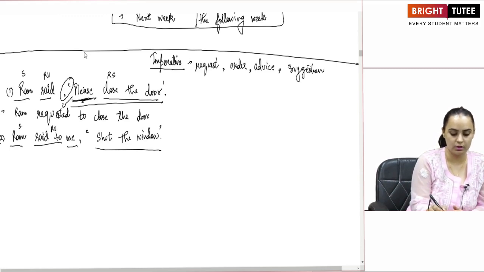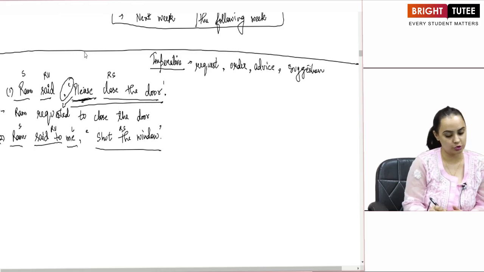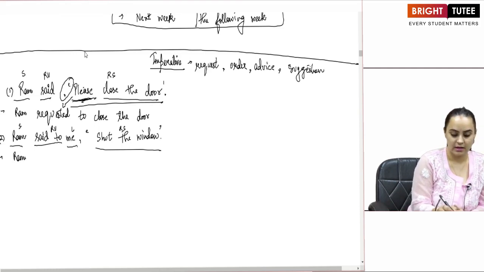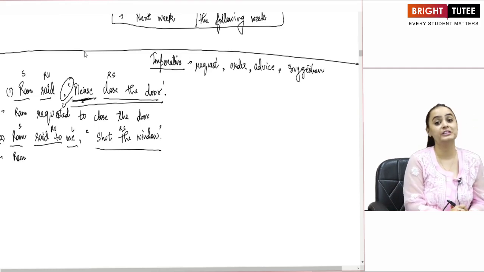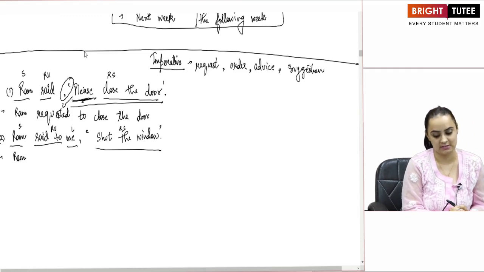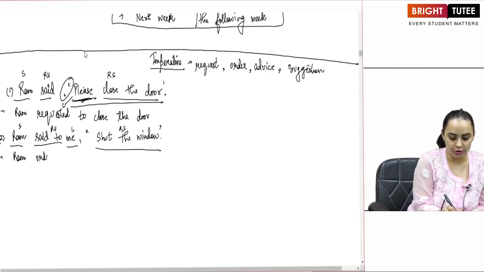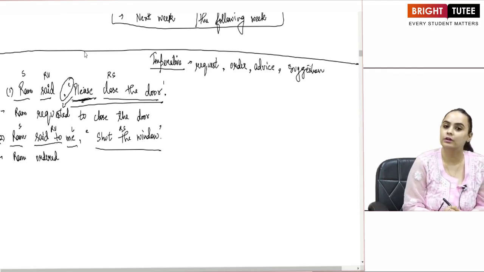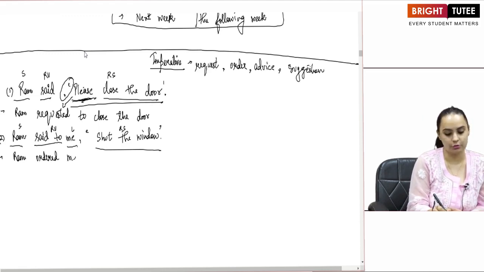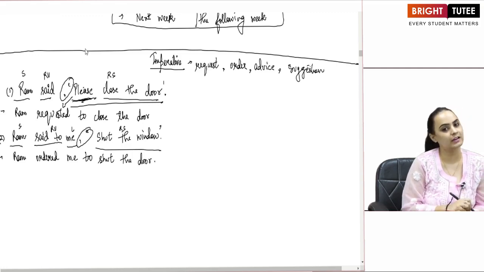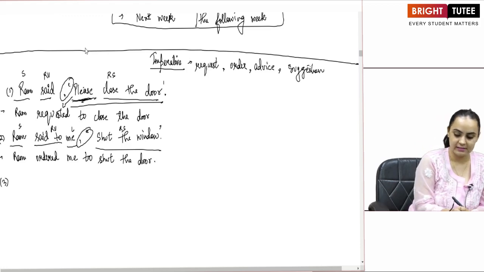Speaker, reporting verb, listener, reporting speech. Ram is the speaker, my speaker remains as it is. Said to, which is my reporting verb, will change according to the mood of the sentence. Since we are giving an order to somebody, so Ram ordered. Who did Ram order? Me. So Ram ordered me. We remove the commas and we write to. After to, the first form of the verb, to shut the window, full stop.